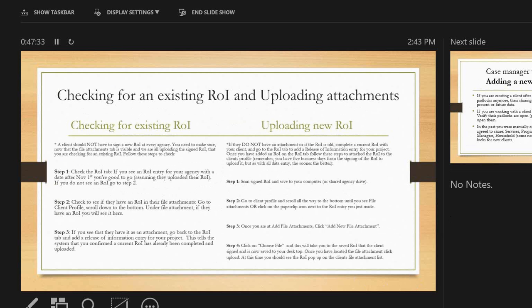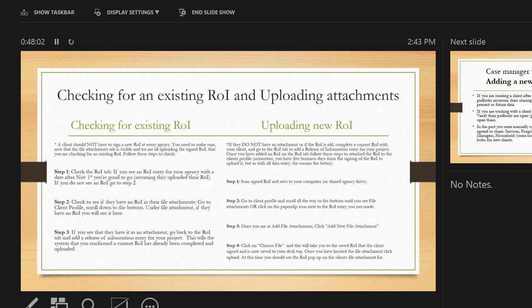If, however, you go to that section and the client has not completed that ROI yet, or the ROI is old, then you'll complete a current ROI with your client. Go to the ROI tab or the summary tab and add a release of information entry for your specific project. Once you've created that entry, you can attach that new ROI, once you've scanned it, to the client's profile. And again, just a reminder, you have 5 business days from the signing of the ROI to upload it, but the sooner the better.